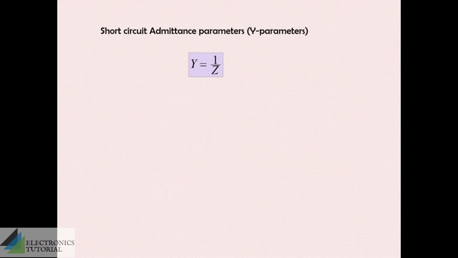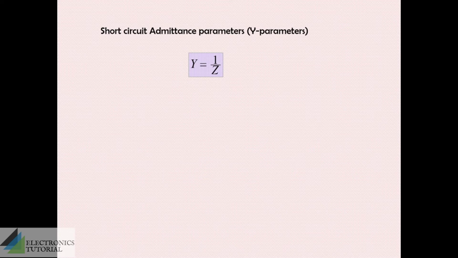Short circuit admittance parameters, which can also be termed as Y parameters. What do you mean by Y? You might be familiar, Y indicates admittance value. Admittance is simply the reciprocal of impedance. We'll try to explain its presence in the two-port network.